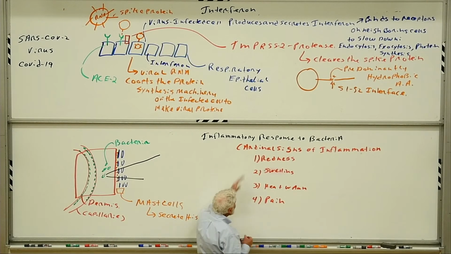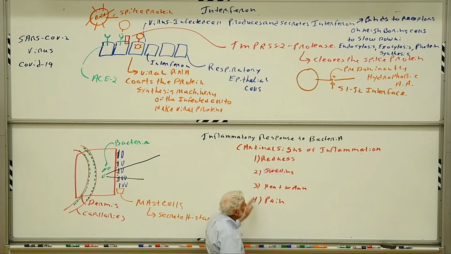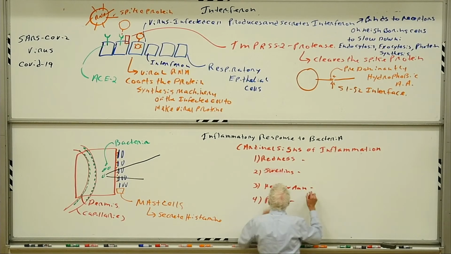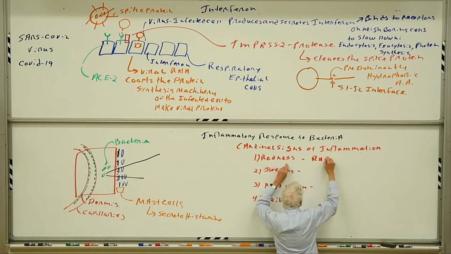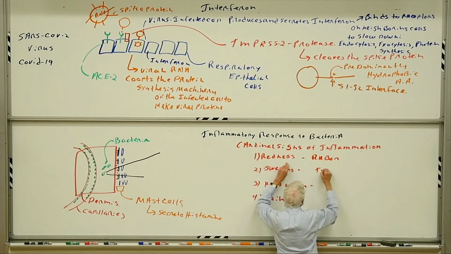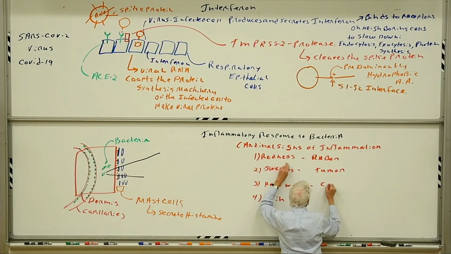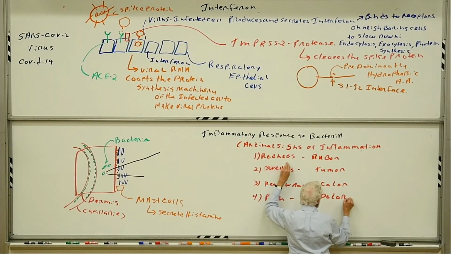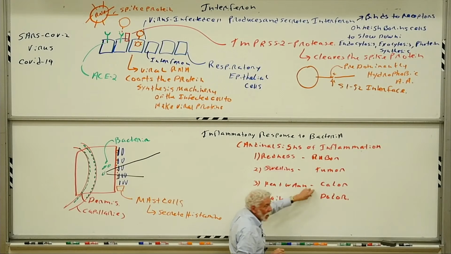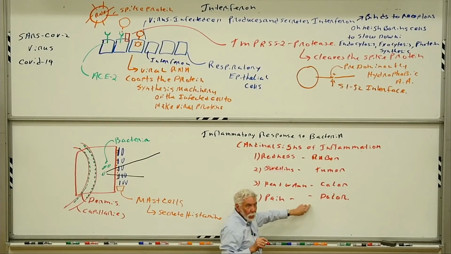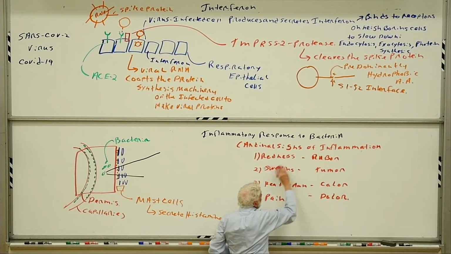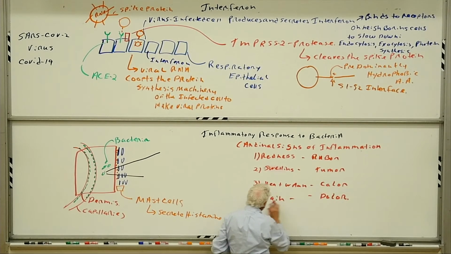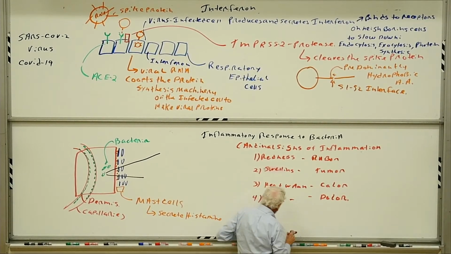To this day, these signs of inflammation in medical schools are taught by their old Latin names, which are rubor, tumor, calor, and dolor. It's a nice ring, rubor, tumor, calor, dolor. It's easy to remember. So rubor is redness, swelling is tumor, heat is calor, caloric, pain is dolor.